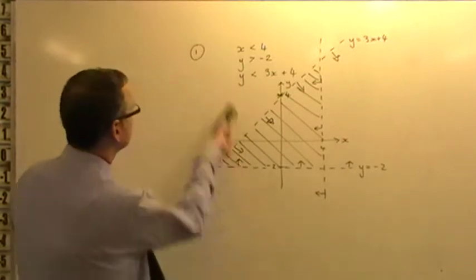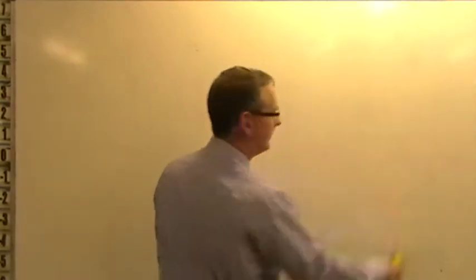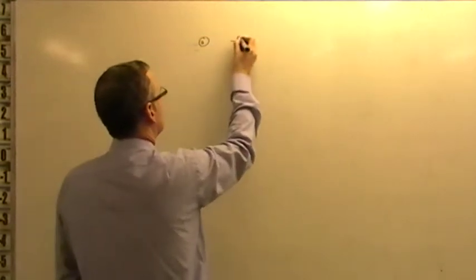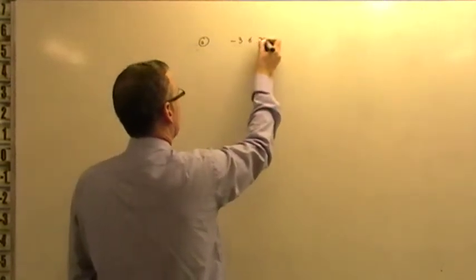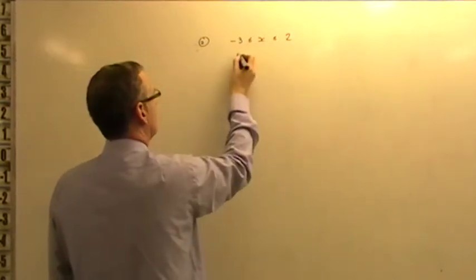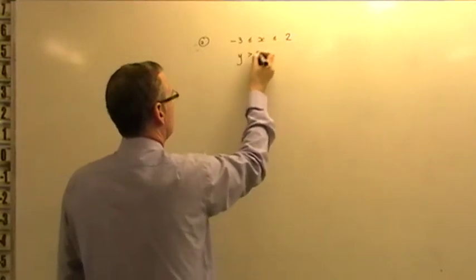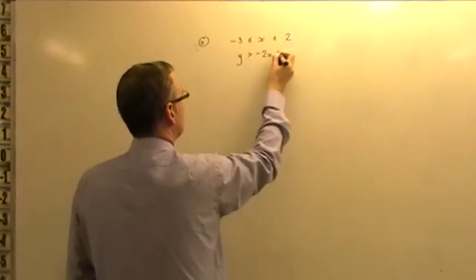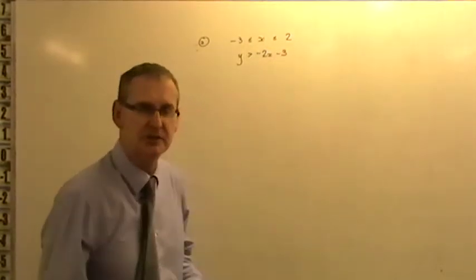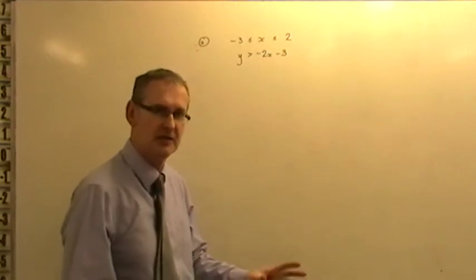Okay, so number 2, let's do another one. For number 2, I'm going to give you these conditions. Number 2, -3 less than or equal to x, in turn less than or equal to 2. I'm also going to give you another boundary line, y is greater than -2x minus 3. I need to show the region which obeys those two conditions. A sketch, not accurate, so no tables of values at all.